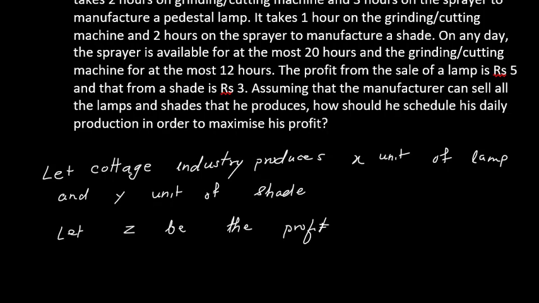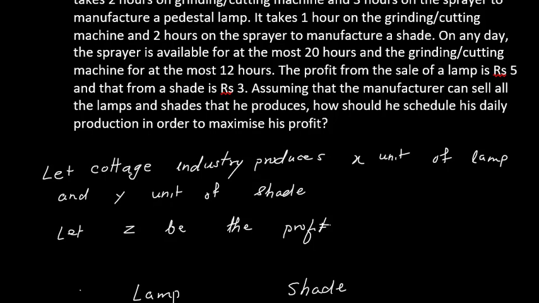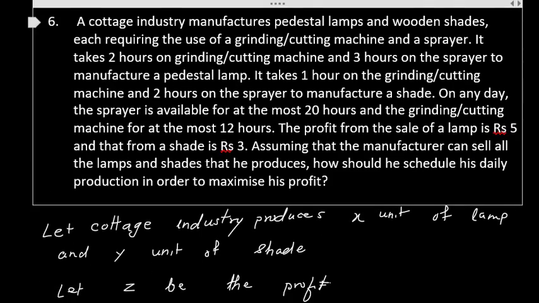Now we will make a column, here lamp, here shade. Our cottage industry is producing X units of lamp and Y units of shade. Now what are the requirements? Grinding cutting machine and sprayer.